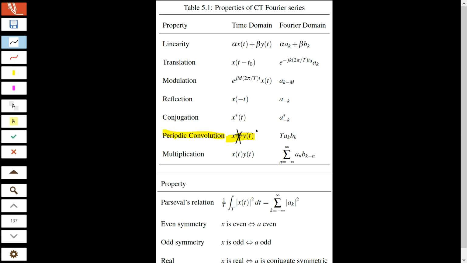Yes, this will not exist. So when this doesn't exist, then the Fourier series will also not exist. And why is that happening? Because of periodicity. So you just restrict your calculation to one period, and that is what you mean by periodic convolution, right? So it's just necessary.